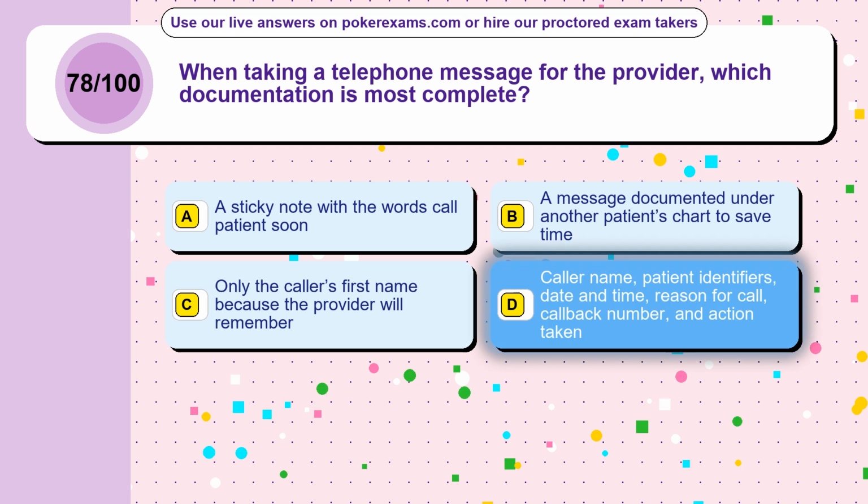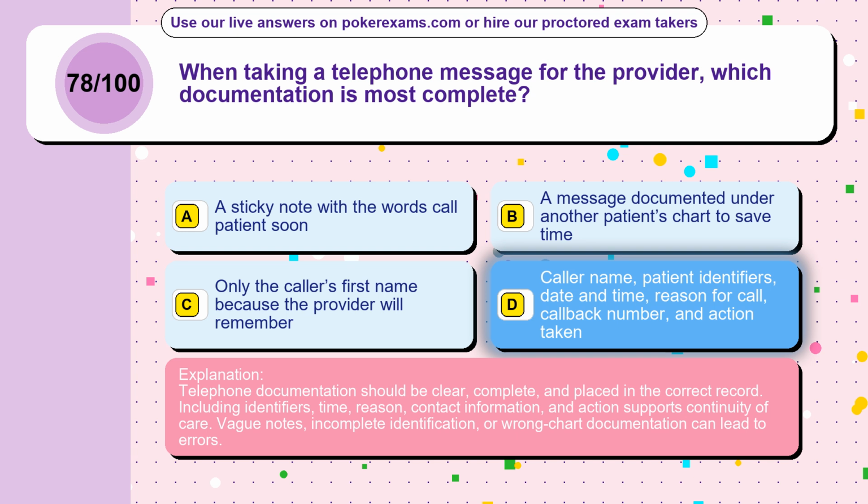The correct answer is option D. Caller name, patient identifiers, date and time, reason for call, callback number, and action taken. Telephone documentation should be clear, complete, and placed in the correct record, including identifiers, time, reason, contact information, and action supports continuity of care. Vague notes, incomplete identification, or wrong chart documentation can lead to errors.